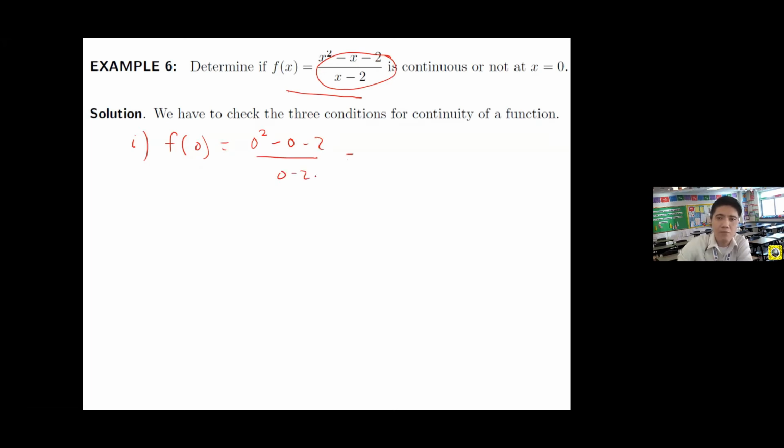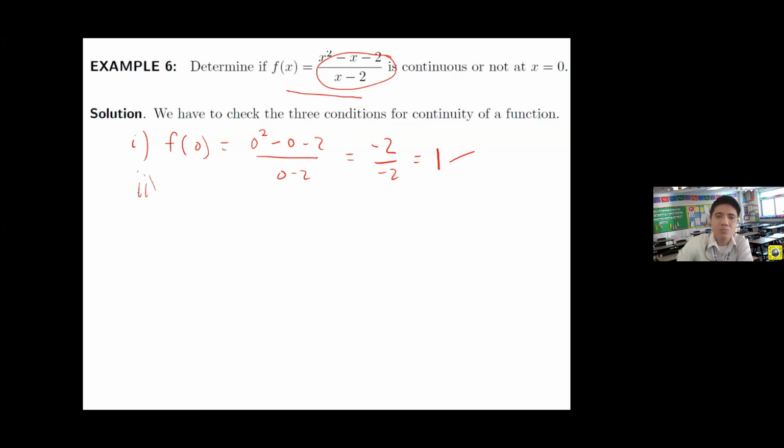We have negative 2 on top over negative 2. Then this is positive 1. So therefore, we got a number that is not undefined, so f of 0 exists.